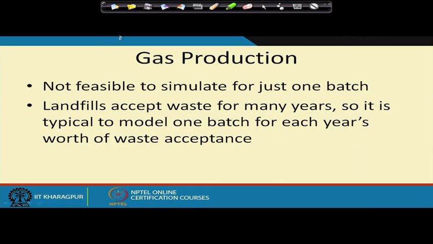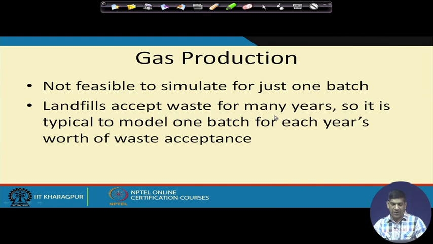It is not feasible to simulate just one batch. You have to do it for many other batches, since a landfill accepts waste for many years. Typically you model one batch for each year's worth of waste. Either month, or sometimes even year. Each year is easier to do than month, but month will be more accurate. It depends on how you do it. I think this model does it for every year.